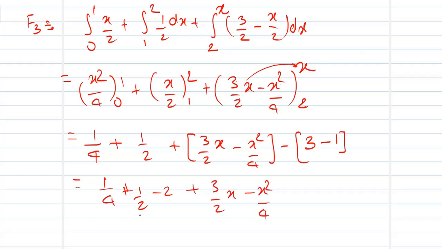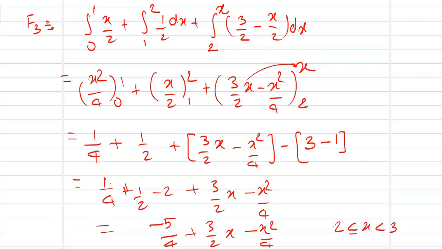So when we take LCM for this constant, this gives me 1, 4, 4 2s are 8. So that makes it as 5 by 4 with a minus sign. So minus 5 by 4 plus 3 by 2 times of x minus x square by 4. So this is the value of my f3 in the range. What is going to be the range? 2 less than x less than 3.